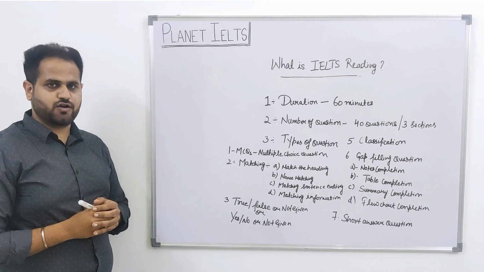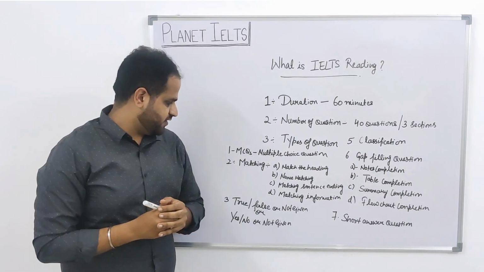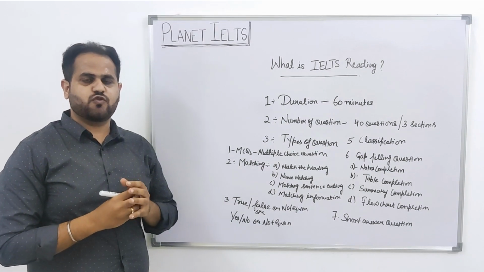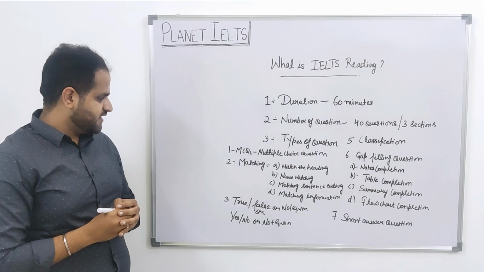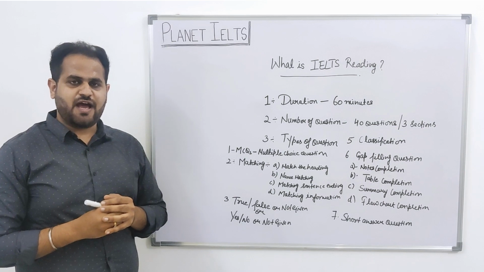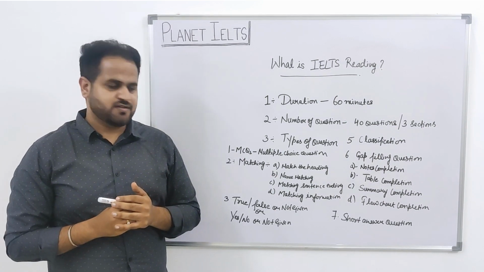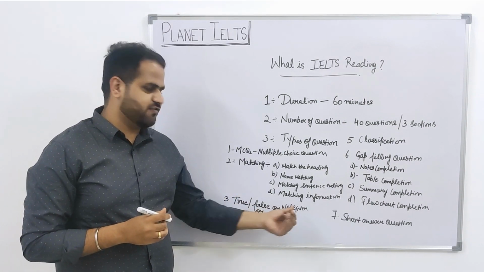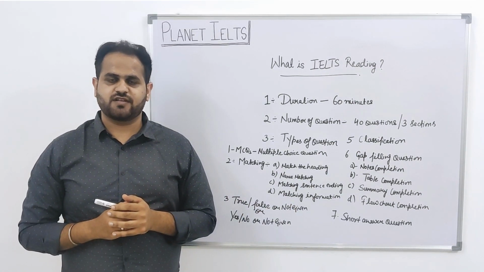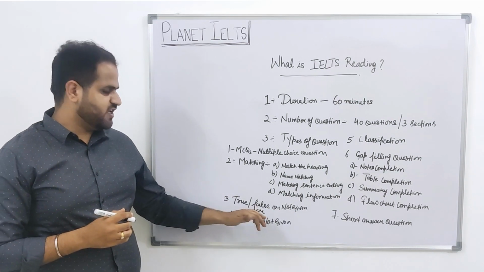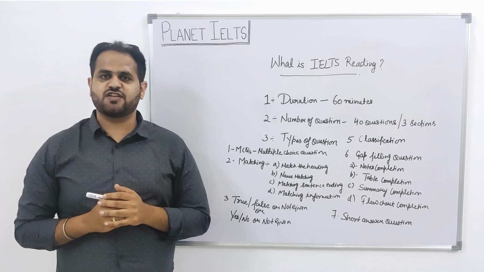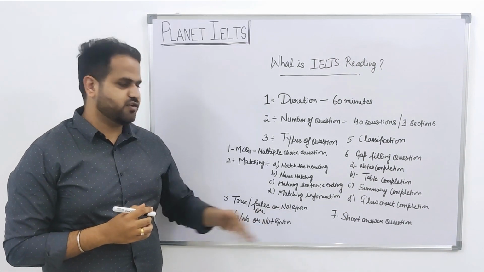Third, true, false and not given, or yes, no, not given. It is a very important type of question in IELTS reading. In this, you will be given certain information in the form of questions. You have to match whether this information is true, false or not given by reading the paragraph. If the same information is given in the paragraph, the information will be true. If the opposite information is given in the paragraph, then the information will be false. And if no such information is given in the paragraph, then the information will be not given.